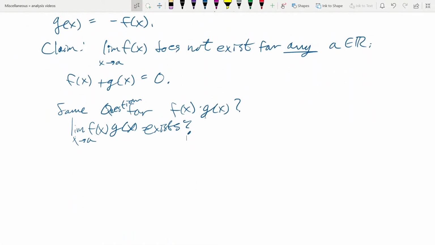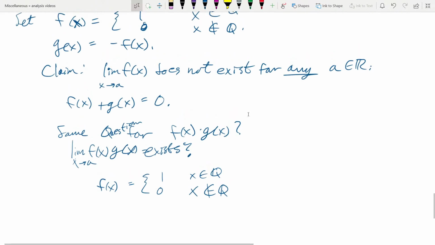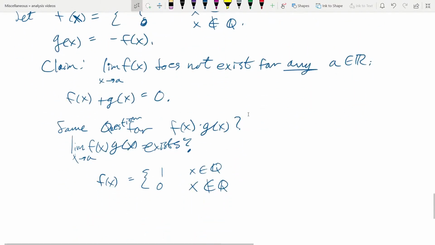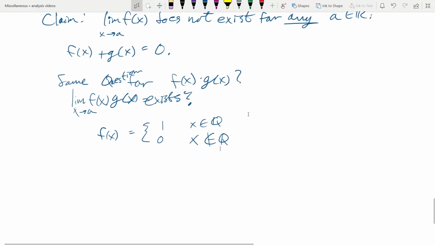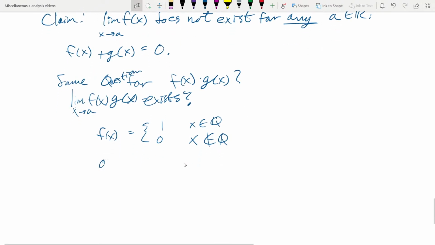Sorry. But as far as the product is concerned, okay, we'll start with the same function, our Dirichlet function. I can't remember if the Dirichlet function is ones on the rationals or the irrationals, but it's a variant of the Dirichlet function. Anyway, g of x is going to be actually just 1 minus f of x.